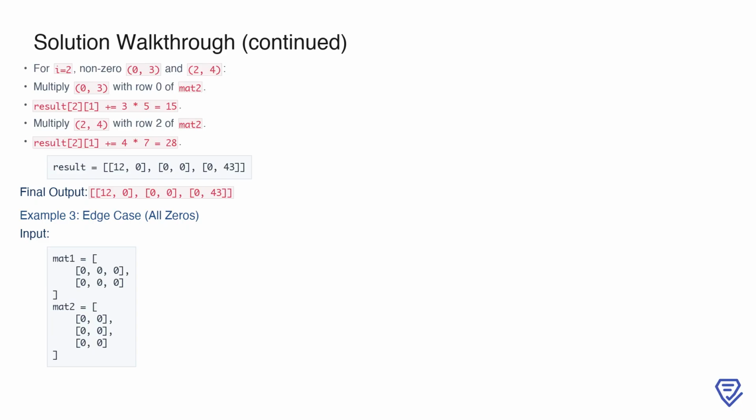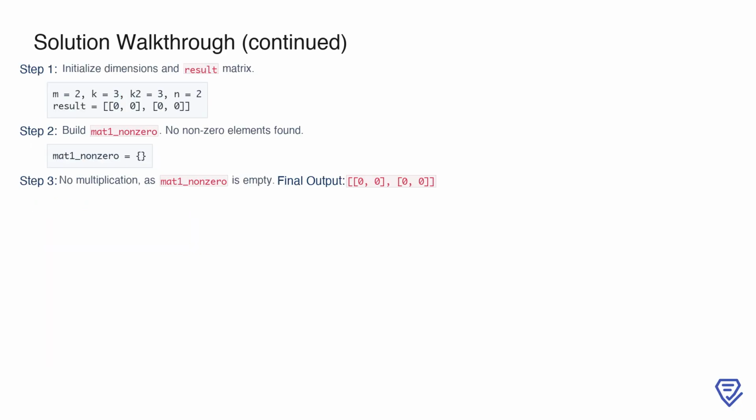The second non-zero element, (2, 4), interacts with row 2 of mat2, specifically column 2 of mat1 with row 2 of mat2. This leads to result[2][1] += 4 * 7, adding 28 to the existing value and updating the element to 43. After completing these steps, the final result matrix for this example is 12, 0, 0, 0, 0, 43. This demonstrates how sparse multiplication efficiently handles larger matrices by focusing only on non-zero entries.